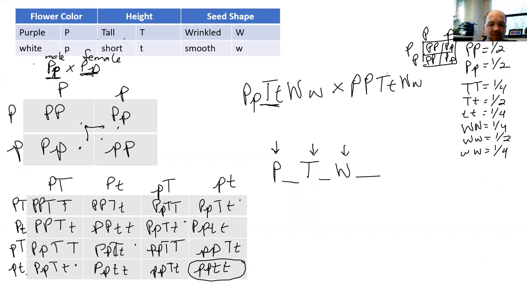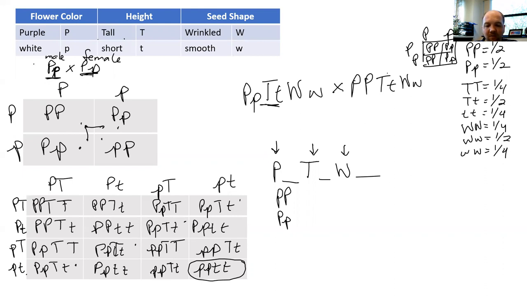So what's the probability of being purple? There's actually two ways to be purple. You'd be big P, or you could be big P, small p. Both of those would form purple flowers. The second one is being tall. So let's figure out the first one.